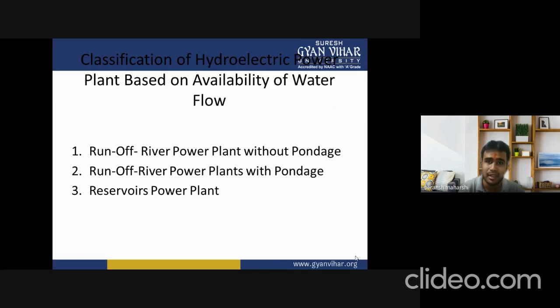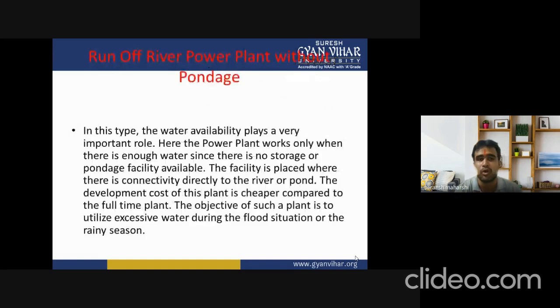According to this criterion, we will classify it into three subtypes. First of all is the run-off river power plant without pondage. Second is the run-off river power plant with pondage, and the third is a reservoir power plant. First of all, we will discuss the run-off river power plant without pondage.